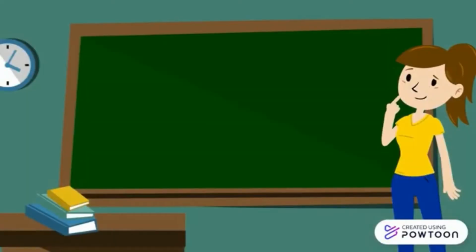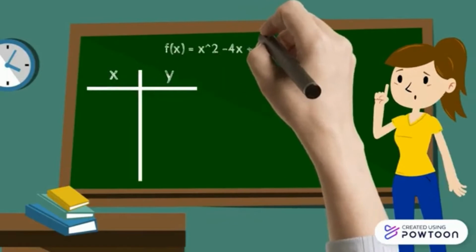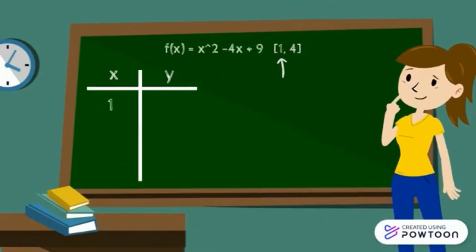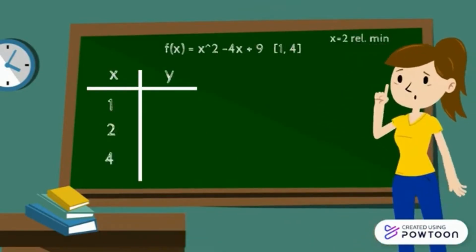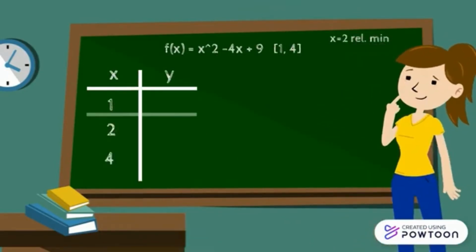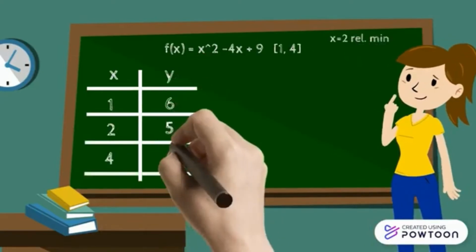Let's move on to the absolute extreme value. Once you have all of the critical points, make a table. In the table, put the endpoints of the interval and in between that, the critical points. Now, substitute the values into f(x) and get the y value.